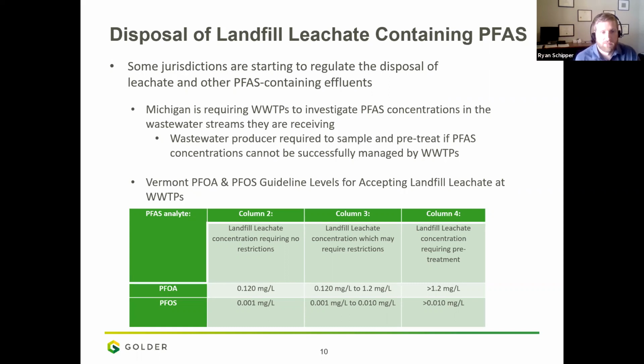Vermont has another approach for PFOA and PFOS. They have guideline levels for concentrations that can be accepted at landfill leachate. So there's a threshold where if you're under, there are no restrictions, and then there's a threshold where there are potentially restrictions for a certain range, and then if you're over a certain concentration, then you require pre-treatment for PFOA and PFOS.